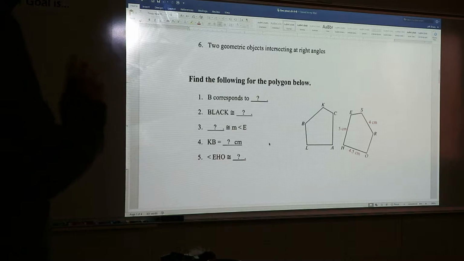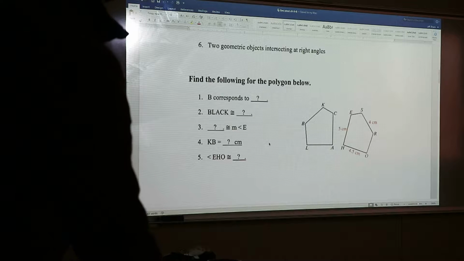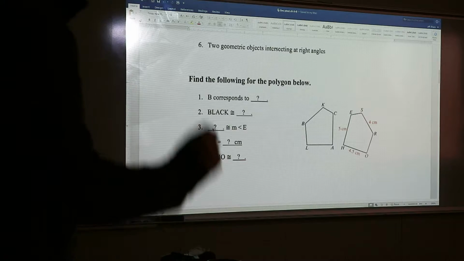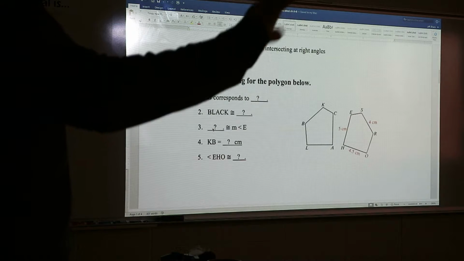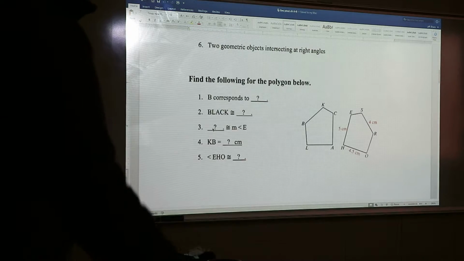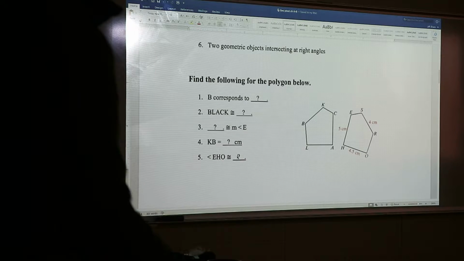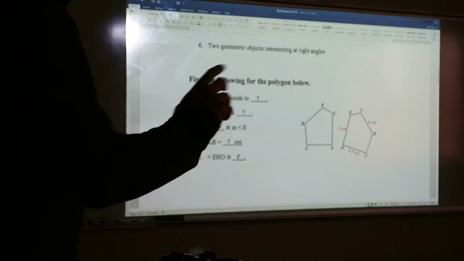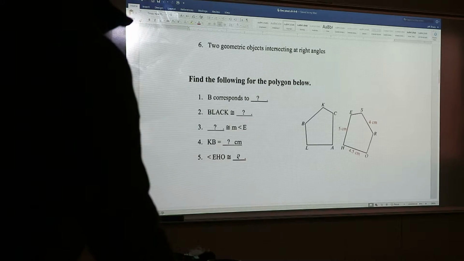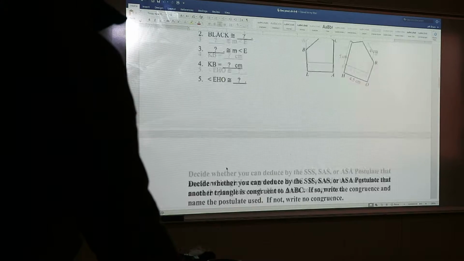This question, remember, you're giving me the letters and the symbols. So on this number 3, you better have the little M, the little angle symbol, and then the letter that corresponds to letter E. So keep that in mind. This, number 4, you want the number. Down here, number 5, you want a little angle symbol and 3 letters after that corresponding to E, H, and O. That's an angle, by the way, on these 3 letters.